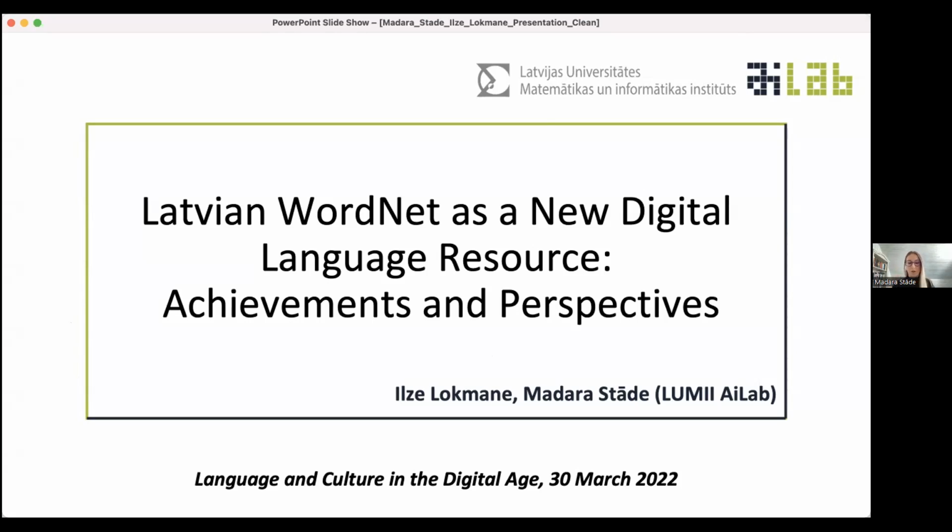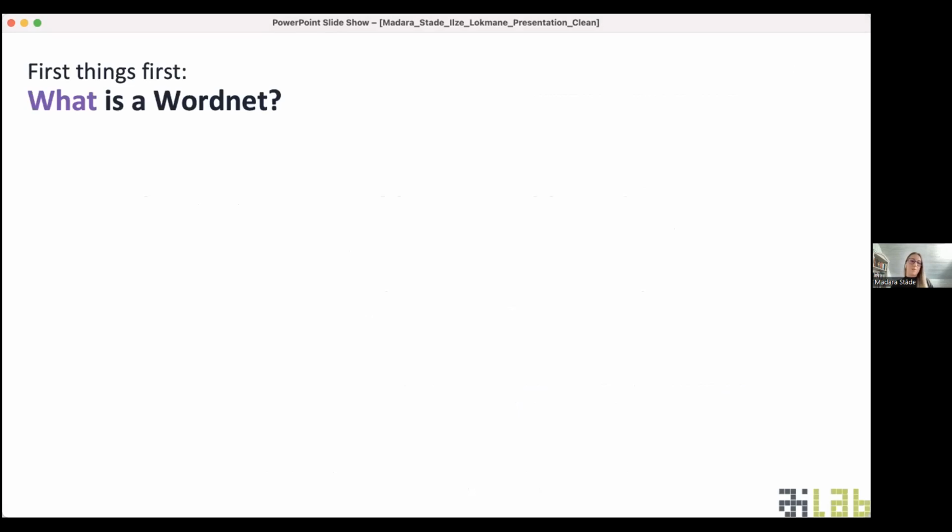But before we jump to the Latvian WordNet specifically, some of you may have the completely normal and understandable question of what exactly is a WordNet. So first things first, a WordNet may seem like a very specific tool, but it can actually come in handy to all kinds of users, those who are very tech savvy as well as just normal language users.